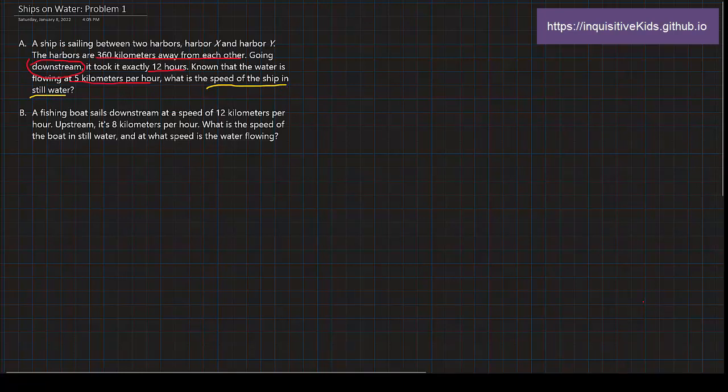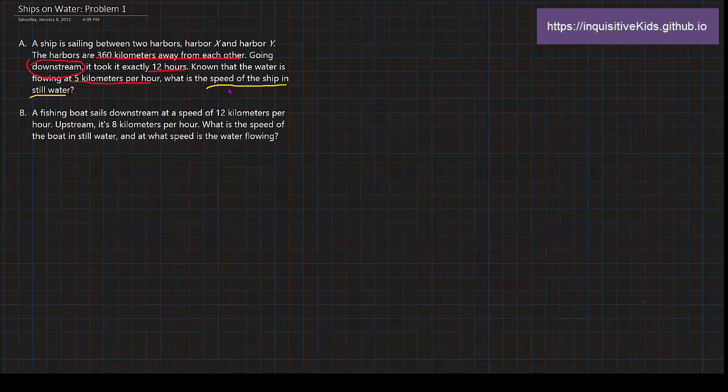Let's analyze the information we know. What are we trying to find first? Well, we're trying to find the speed of the ship in still water. So what does that mean? Remember in the first video, if you listen closely, I said that the speed of the ship is sometimes also worded as the speed of a ship in still water. So basically we're trying to find the ship speed.